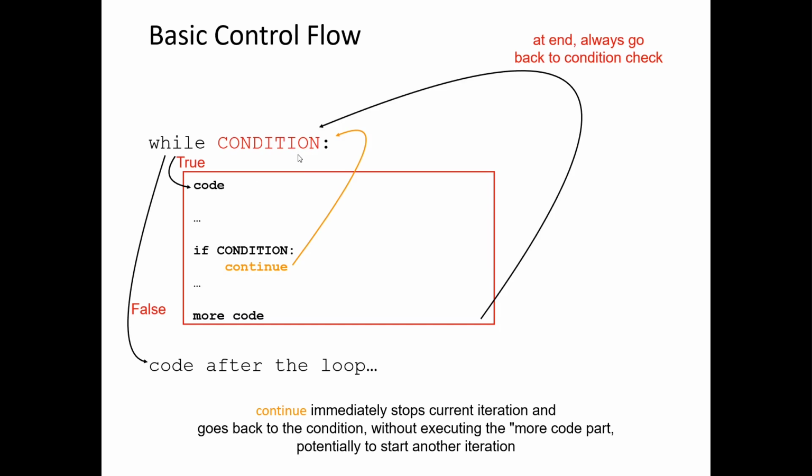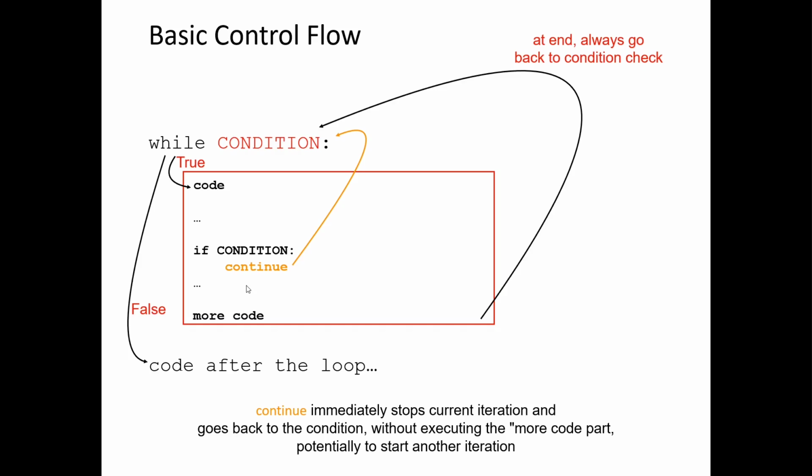If we add the continue statement, the design pattern for the continue statement says if something, then we're going to continue. By continue, it means continue with the loop. So we'll jump back up to the top of the loop and check the condition. And we skip the code that happens after the continue.